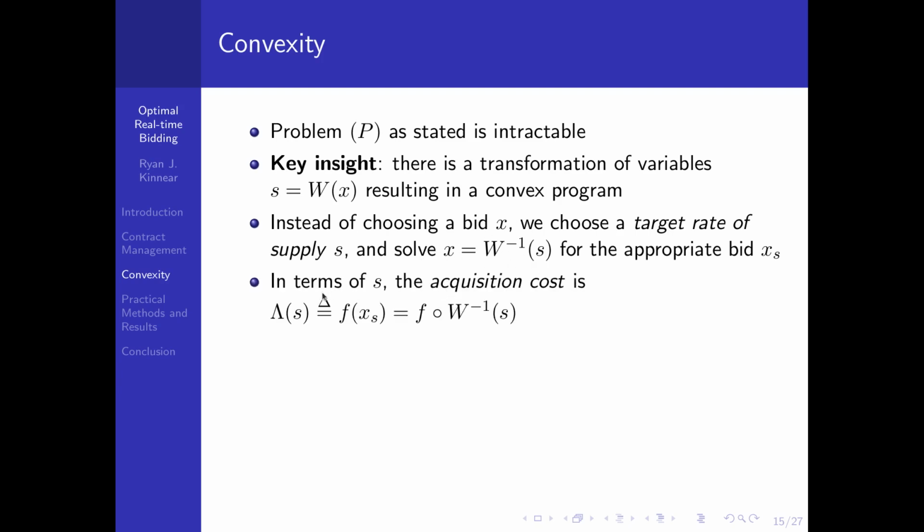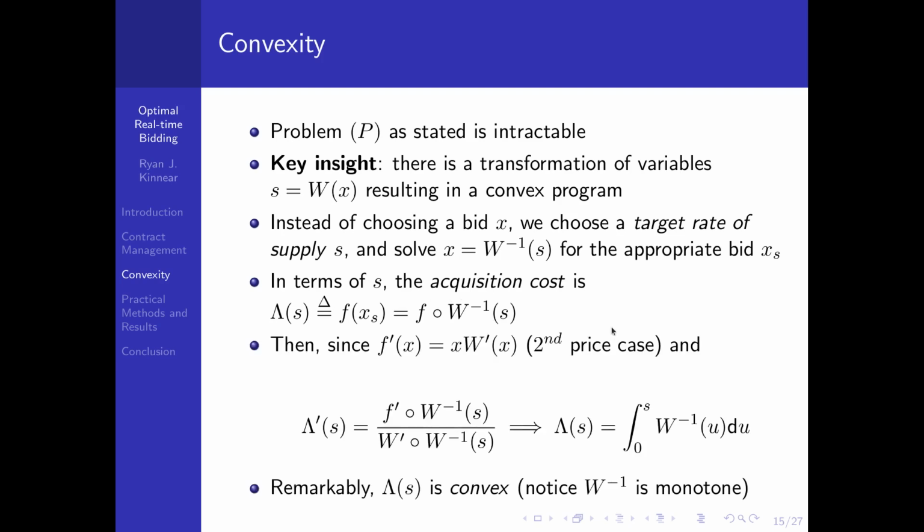And now I refer to this lambda function as the acquisition cost, and lambda is just the cost of winning items at this rate S. So W inverse of S is what you need to bid in order to win S items, and F is the cost of placing that bid. So F composed with W inverse gives you the cost, which I refer to as the acquisition cost, of winning items at the rate S.